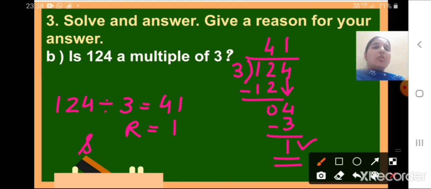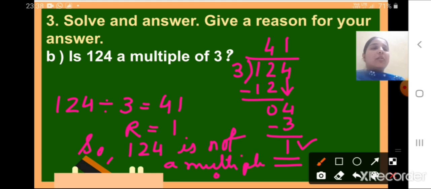Okay. So then you will write, so 124 is not a multiple of 3. Okay. Here you can write and, because along with that quotient 41, you have also got the remainder here as 1. Okay. So what does it show? It shows that 124 is not a multiple of 3.